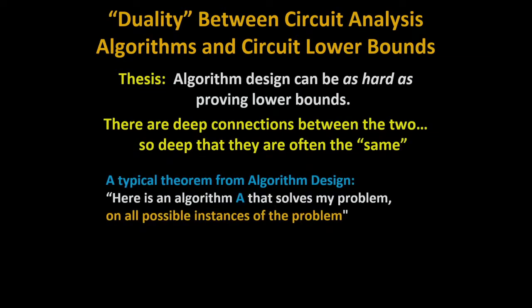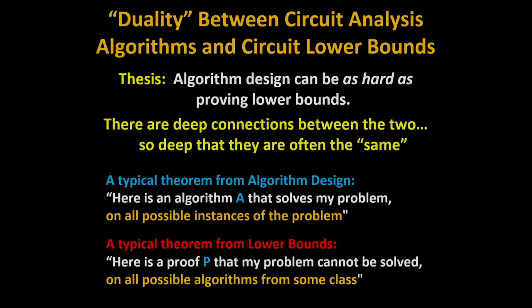So a typical theorem from algorithm design says, here's an algorithm A that solves my problem on all possible instances of the problem. And a typical theorem from lower bounds says, here's a proof P that my problem cannot be solved by all possible algorithms from some class. What I want to do is somehow draw an analogy between the algorithm A being designed and the proof that the problem can't be solved. An analogy between all possible instances of the problem.